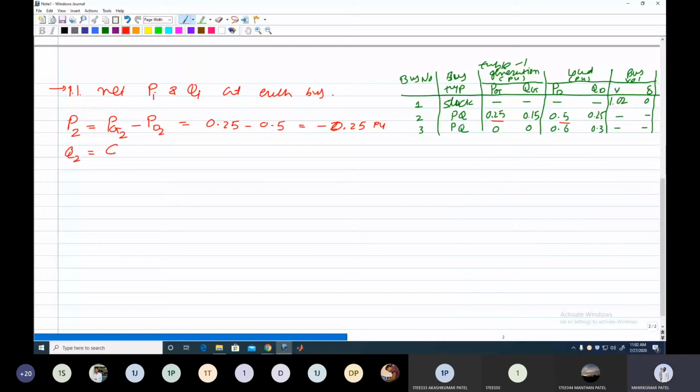Clear? Same way, reactive power at bus number 2, Q2 is equal to QG2 minus QD2. The value of QG2 is 0.15 minus QD2, which is 0.25. The answer is minus 0.10 per unit. So at bus number 2, we have calculated the net active and reactive power from the given data.